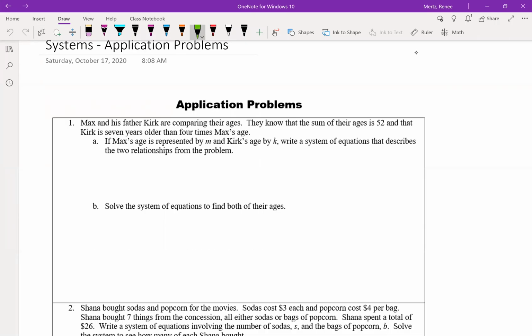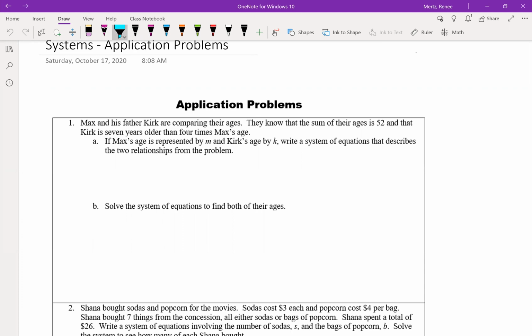Hello guys, we're going to start on systems of equations word problems today. When you're doing this, I highly recommend you highlight. We're going to identify the different variables, maybe make a chart or set up some sort of diagram to help us to identify our facts.